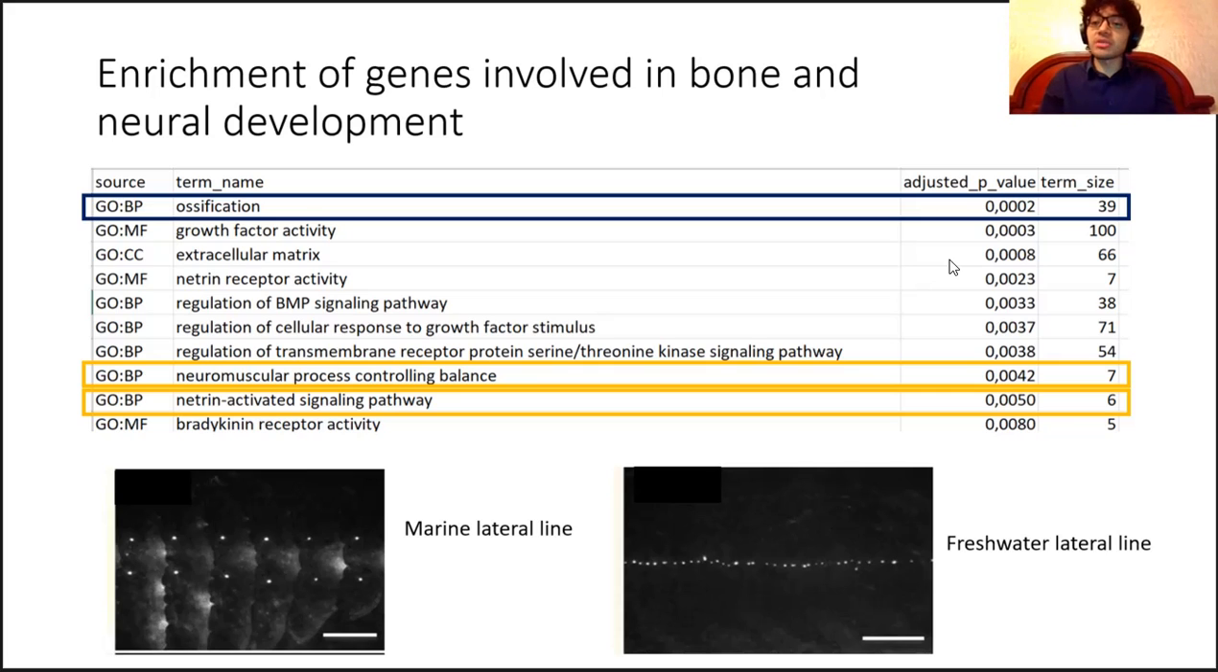Very interestingly too, our gene set was also enriched in genes related to neuromuscular process controlling balance and netrin activated signaling pathway. The netrins are proteins involved in axon guidance, and we think that these two neuronal terms that we found are related to the effects of the haplotype on the patterning of the sensory lateral line.